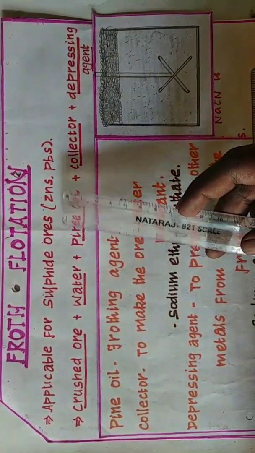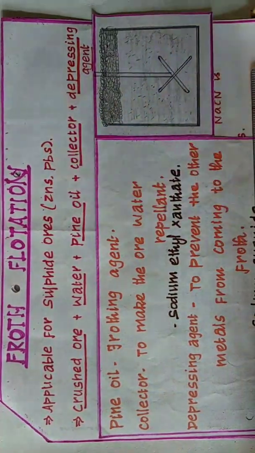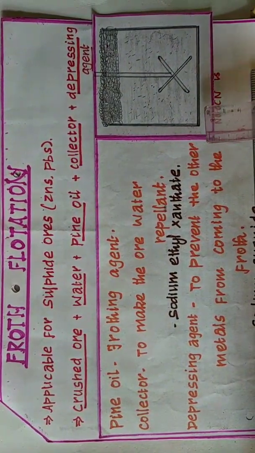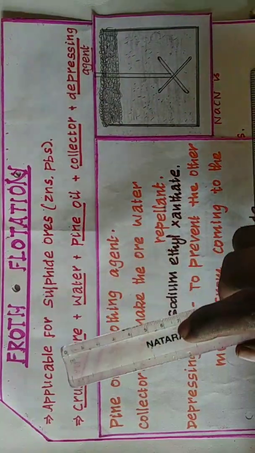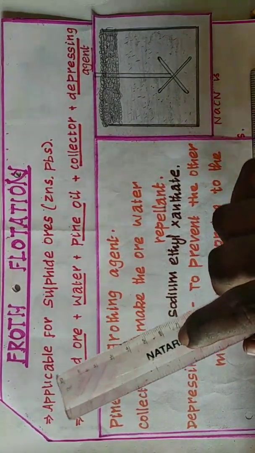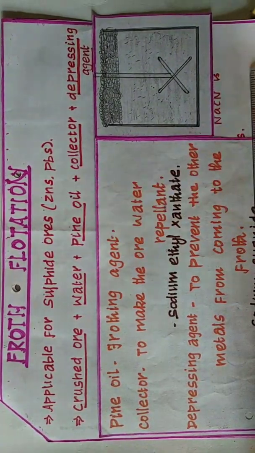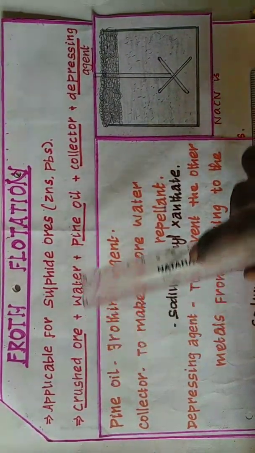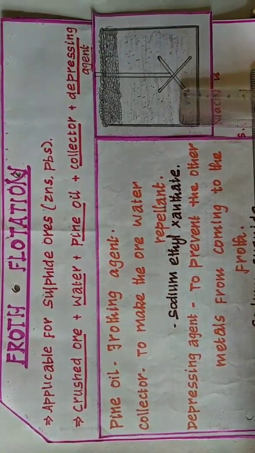The examples for sulfide ores are given here: ZnS, that is zinc blende, and PbS, lead sulfide, which is called galena. These two are the examples given for sulfide ores, and the froth flotation method is mainly applicable for the concentration of sulfide ores. It is a very, very important key point. And this is the flow chart showing the process employed in the froth flotation process.